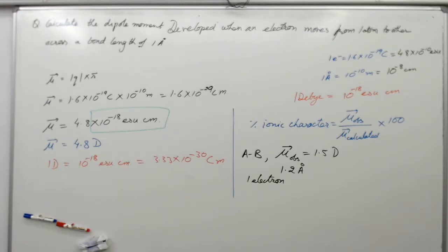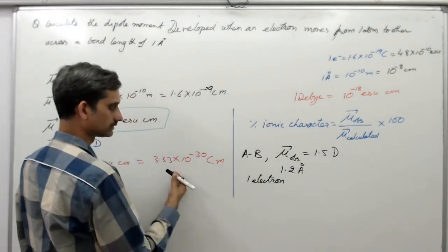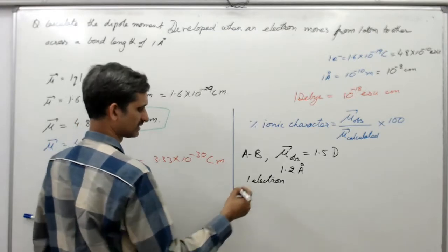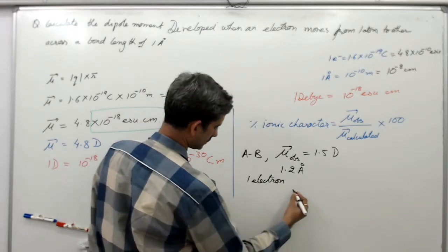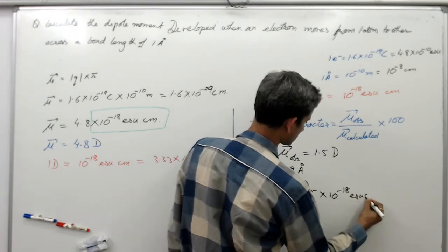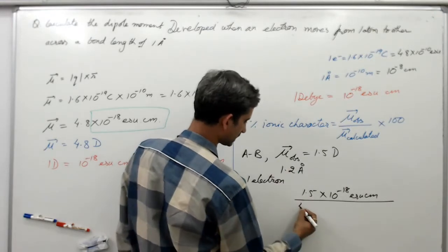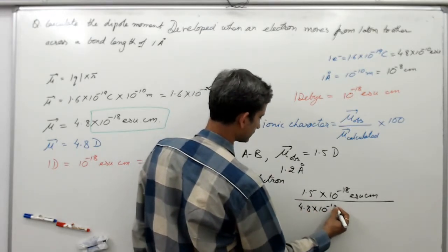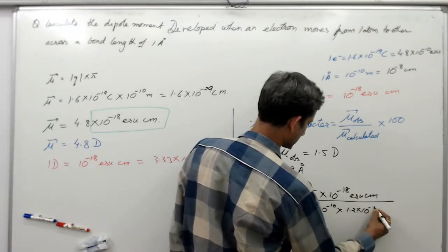Sir, you get mu calculated as 1.92 into 10 power minus 29, right? Here you can either convert it into this value, or you can just get it into ESU centimeter only. 1.5 into 10 raised to power minus 18 ESU centimeter divided by 1.2 angstrom and 1 electron charge, that is 4.8 into 10 raised to power minus 10 multiplied by 1.2 into 10 raised to power minus 8.